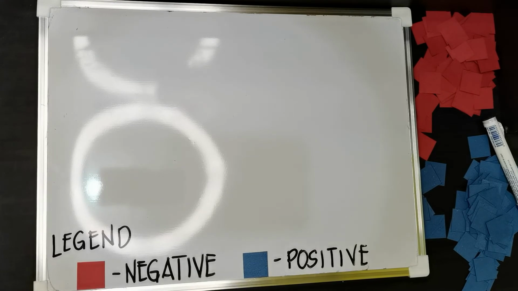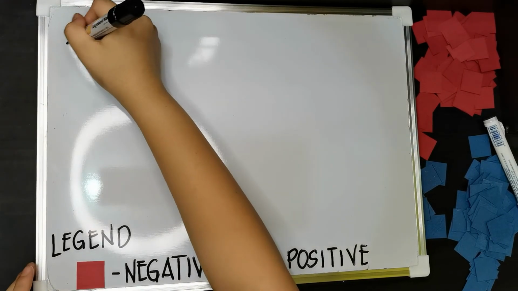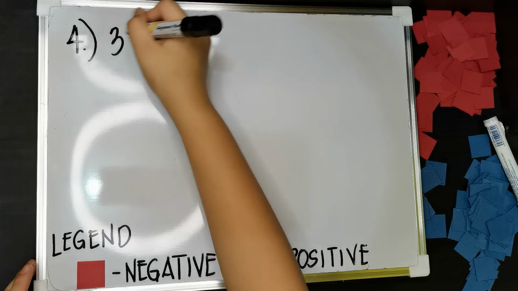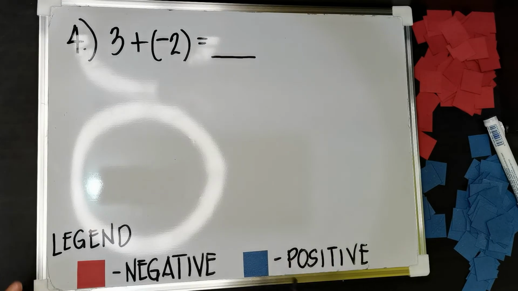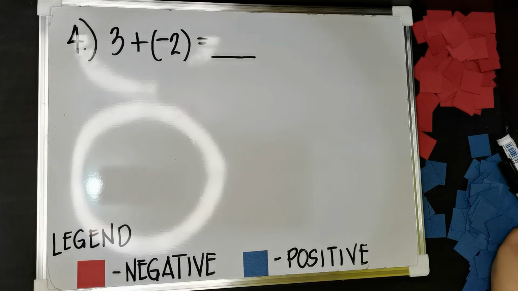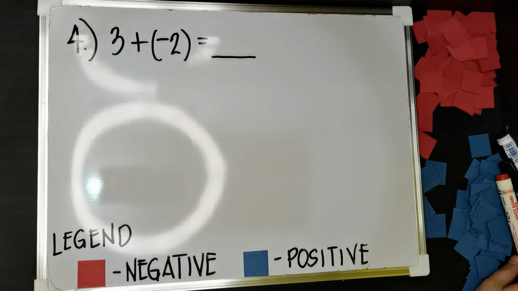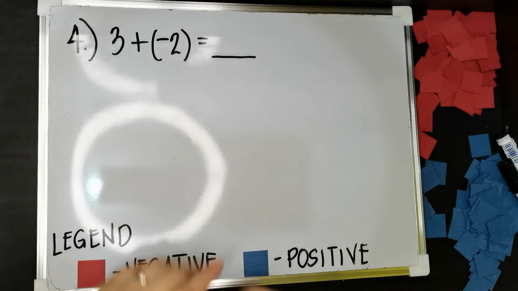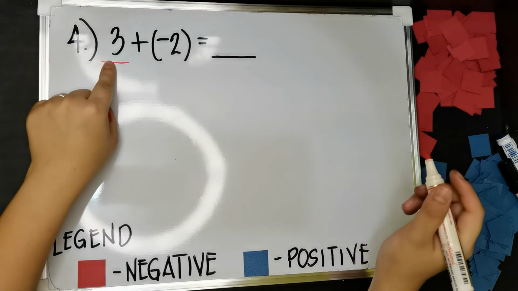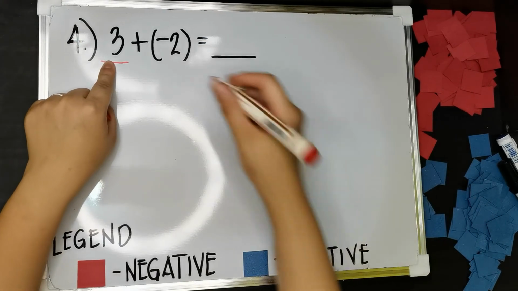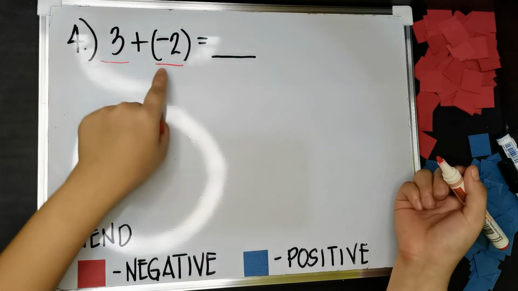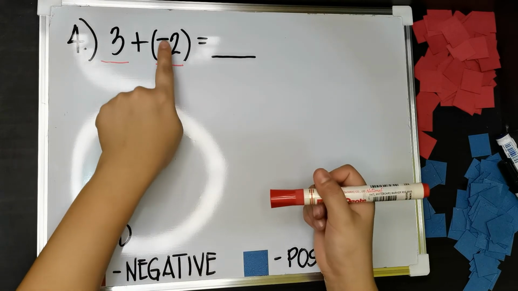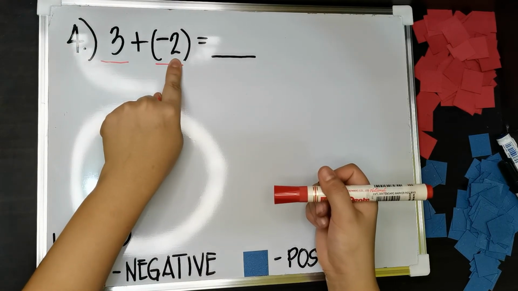Okay, so let us have the last situation. So, yung number 4, if I have 3 plus negative 2, this is equal to what? Okay, so again, the first thing that you're going to do is to identify the sign of the integers. Ano ba ang sign ng 3 natin dito? The sign of 3 here is, remember, positive. Okay? Then, the sign of 2 here is negative. Remember, yung parenthesis ay ginamit lang para i-group si negative 2 at para hindi tayo malito.